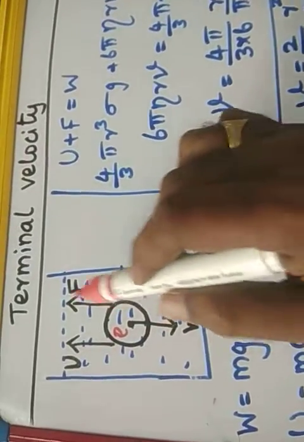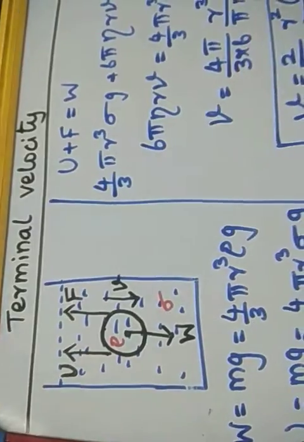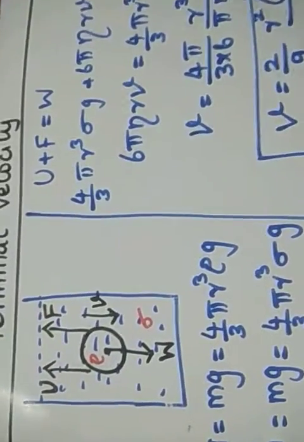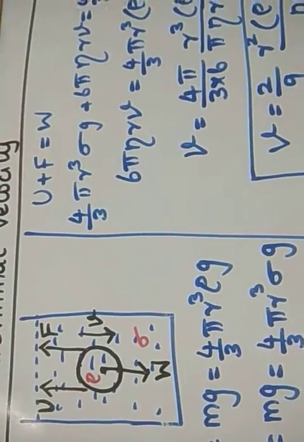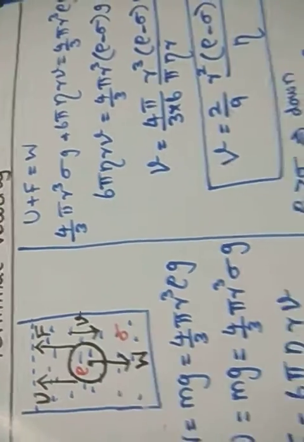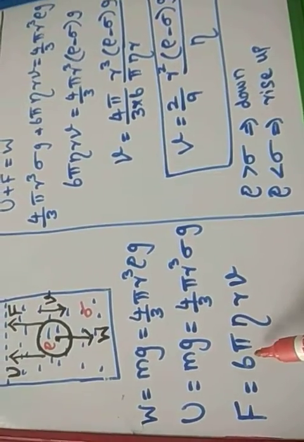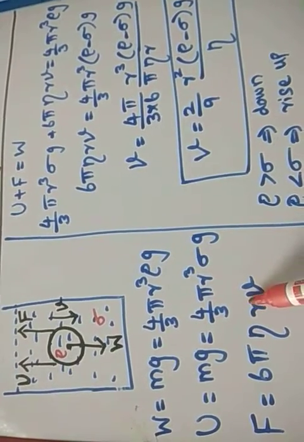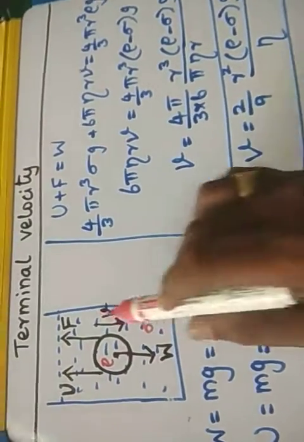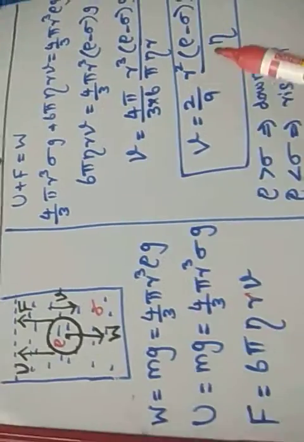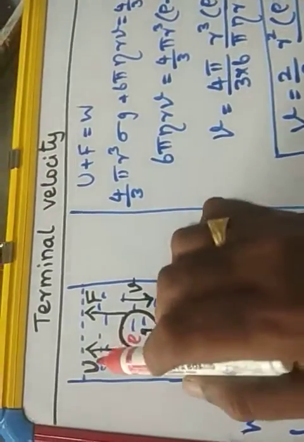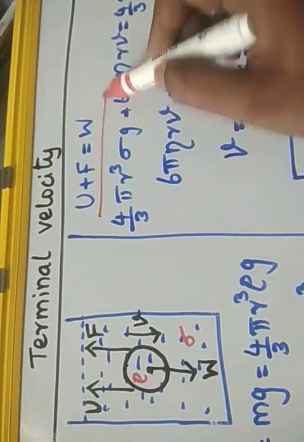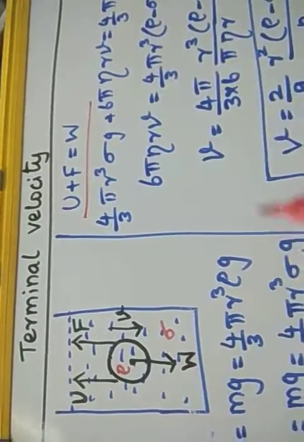Then there is another force, the upward viscous force, called the Stokes force, which we already derived in the previous video. So F is equal to 6 pi eta r v, where eta is the coefficient of viscosity of the liquid, r is the radius of the sphere, and v is the maximum terminal velocity. So W is equal to U plus F.